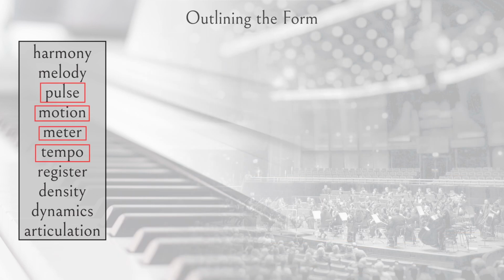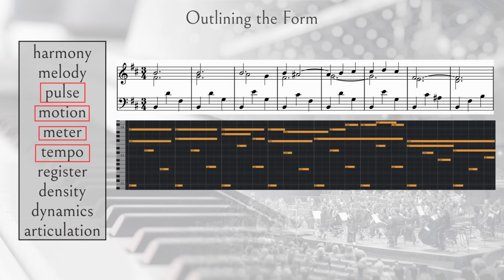I also want to briefly discuss the difference between these four parameters. There's a bit of overlap here, but each one can be considered independently from the others. Pulse and motion are a bit different in my opinion. I can have a component within the texture provide a steady pulse, but that doesn't necessarily mean the texture has a lot of motion in it. In this example, the left-hand material provides a steady quarter note pulse, but I'd hardly say there's a lot of motion in this texture.